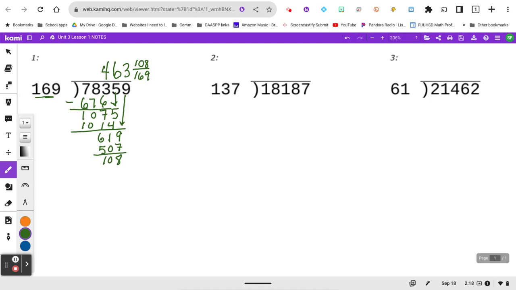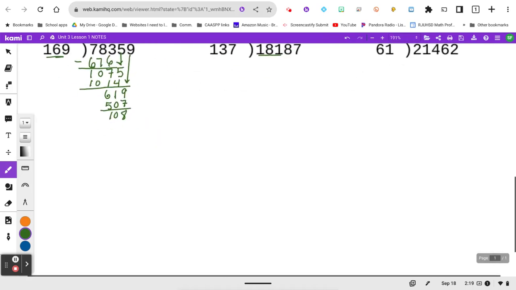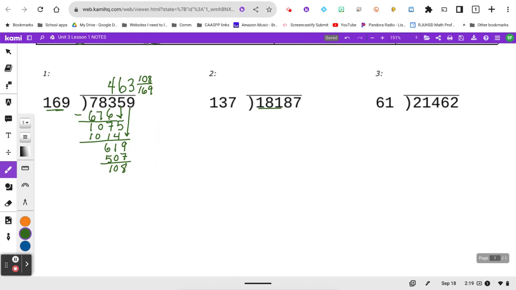So again, 137 can go into 181, pretty close. So we're going to say 1, so 137. I'm going to subtract it, and I'm going to get 44. I'm going to bring down the 8. And I would say this one is about 3. And 3 times 137 will give me 411. So that was a pretty good guess.